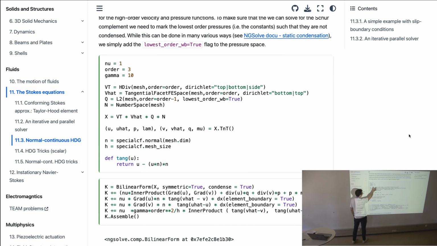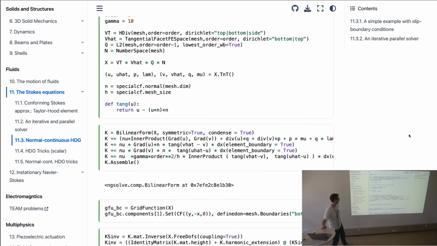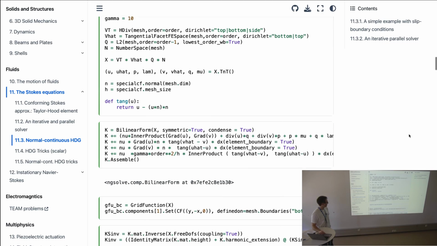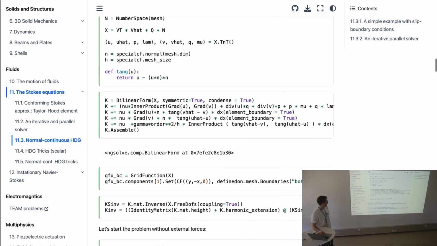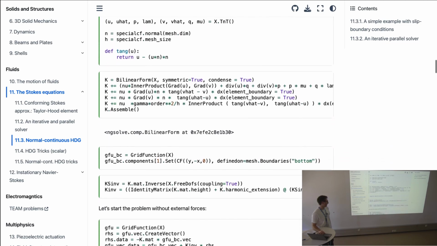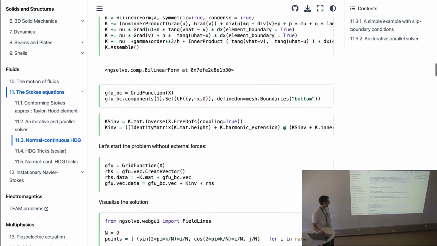We have this H(div) space, the tangential facet space, and our pressure space. And the crucial thing here is, again, this block from before. We have this K block again, which is the gradient of U, gradient of V, plus this divergence constraint. And now we have these additional lines, which come from the HDG method. So this is probably clear. Again, we do a direct solve here.